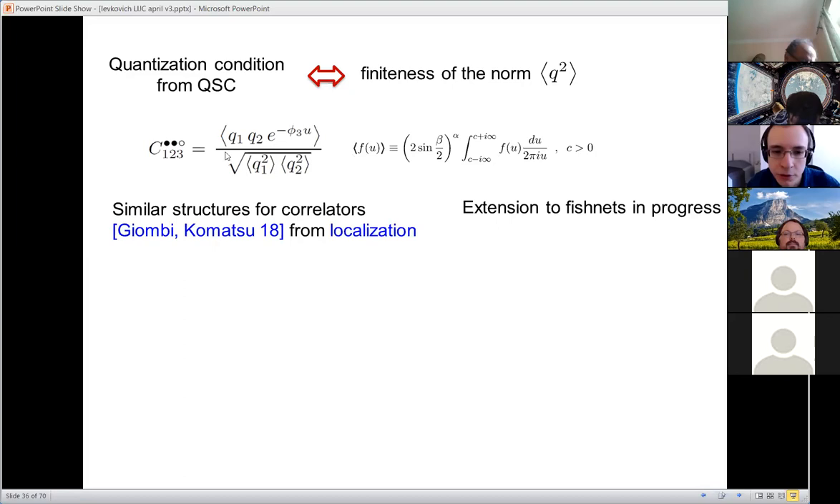Oops, can you hear me? There's some. Okay. So then in a very different regime, again, a similar structure was found by Shota and Simone Giombi. And we have some results in progress for fishnet theory.